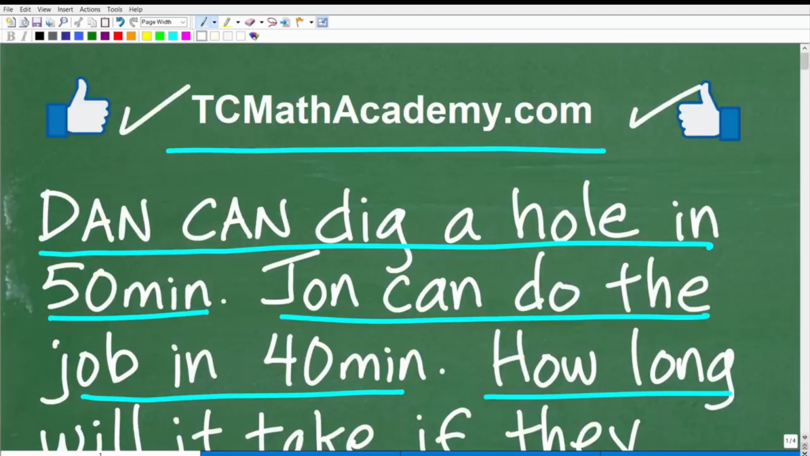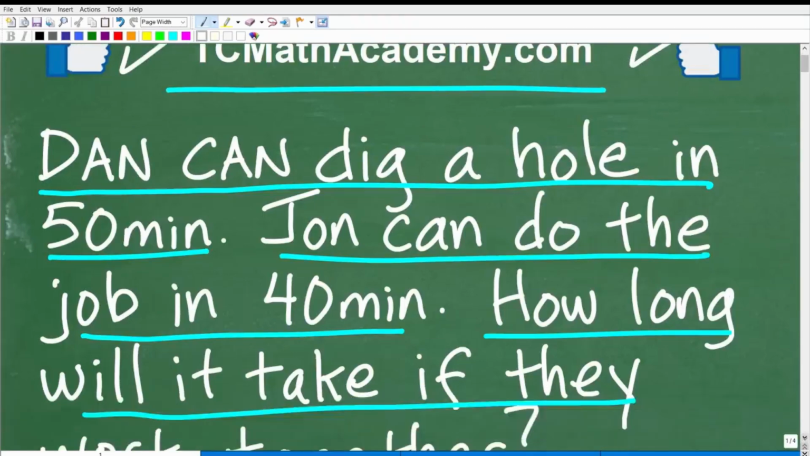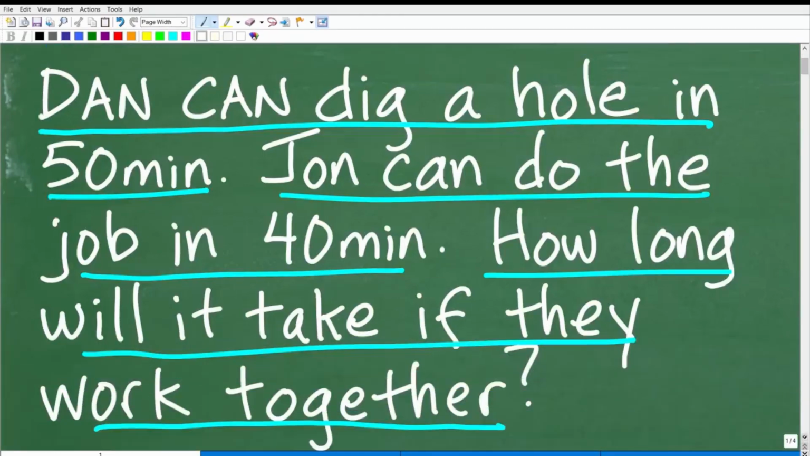One last thing before I show you the answer. Let's apply some common sense here. Dan digs his hole in 50 minutes. John's obviously a little bit faster, he can do it in 40 minutes. So together they should save a good amount of time if they're working together, right? Like, hey, you work over here, I'll work over here. They should save a good amount of time. So you might want to just guesstimate, right?